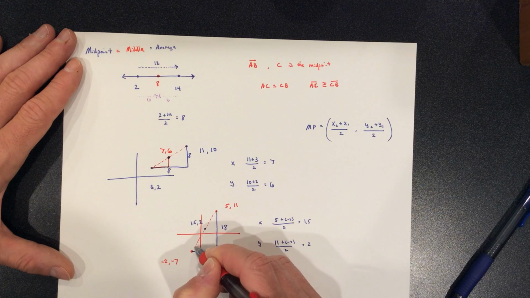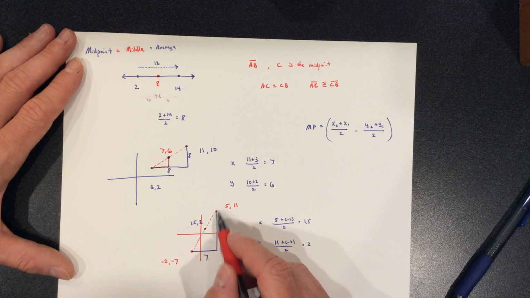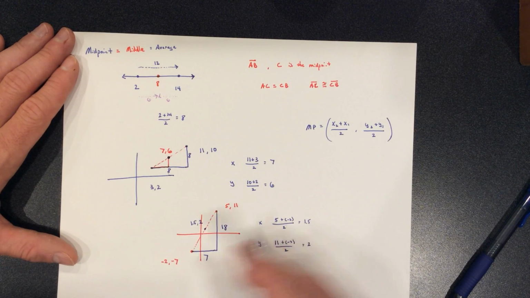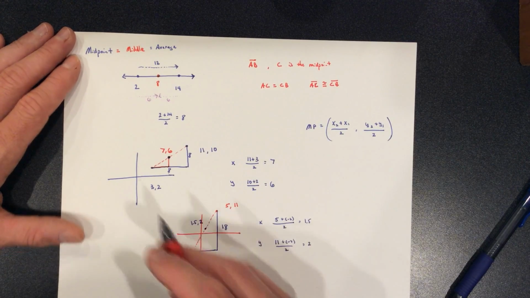But again, it's still just the middle. It is just the middle. I went 3.5 over and 9 up. If I went another 3.5 over and 9 up, I'd get to the same thing. Again, it doesn't matter. Sometimes you're going to get decimals. That's fine. There's nothing wrong with that. Finding the middle.